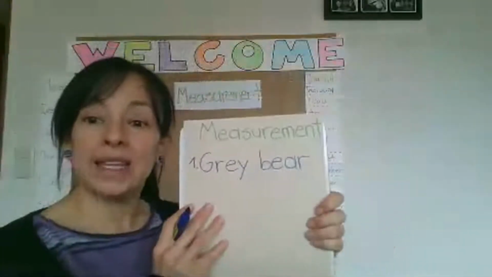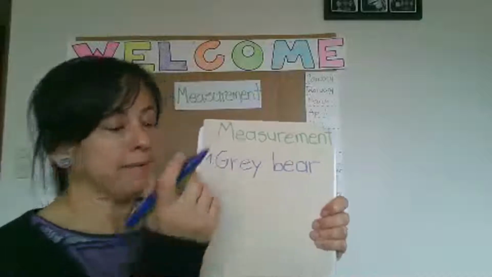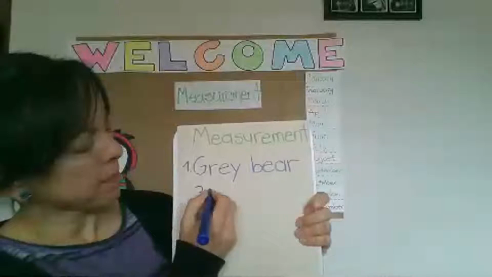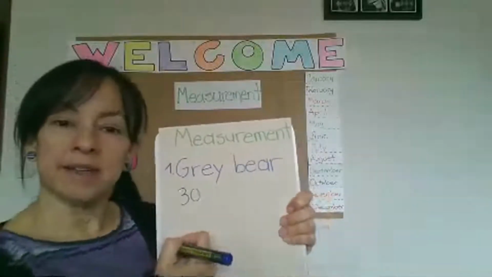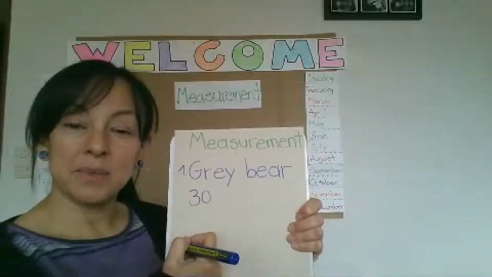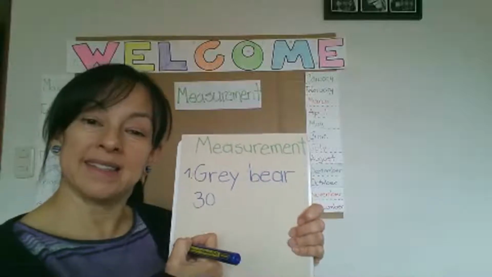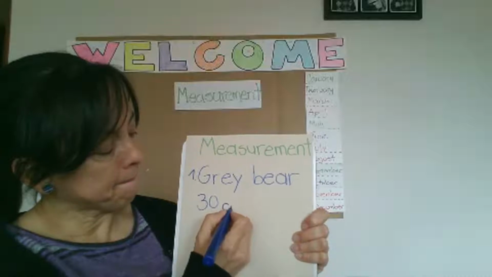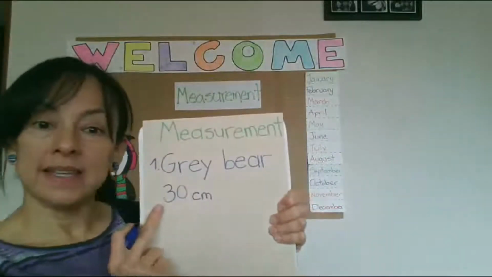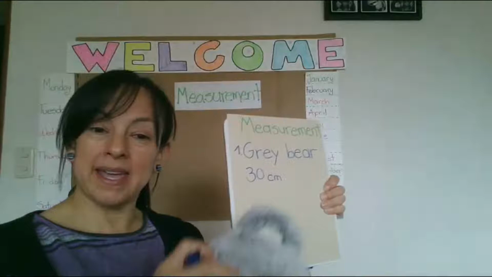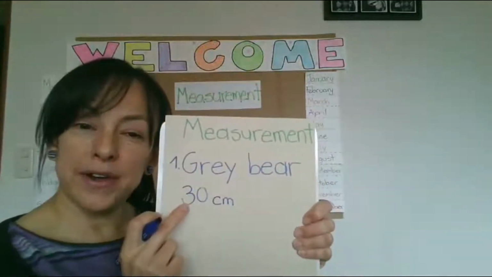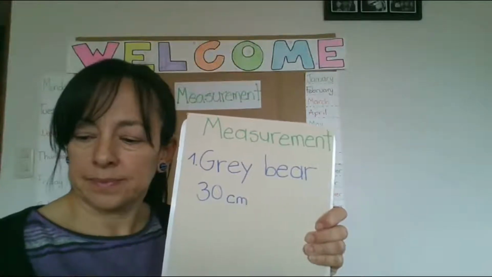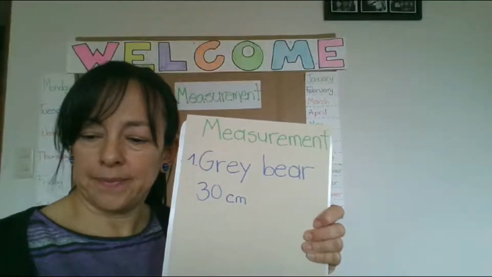So we are going to write how tall is the gray bear. I'm going to write 30 centimeters. Centimeters, we write letter C and letter M. C, M. This is how tall is my gray bear. 30 centimeters. Ready?